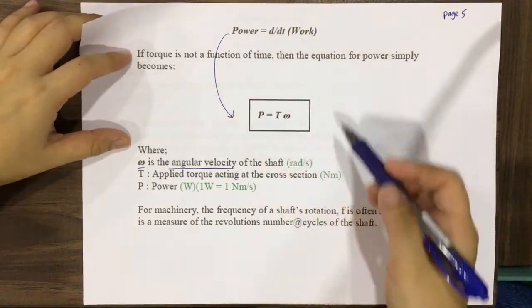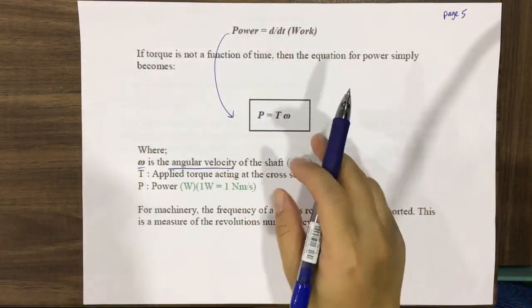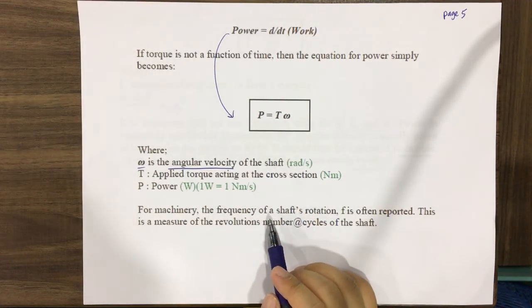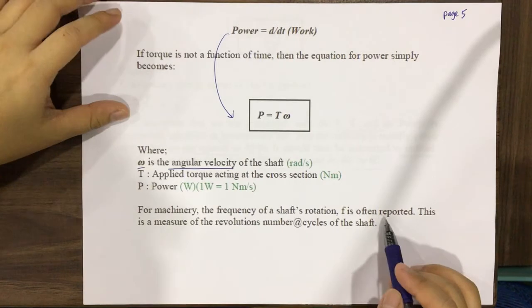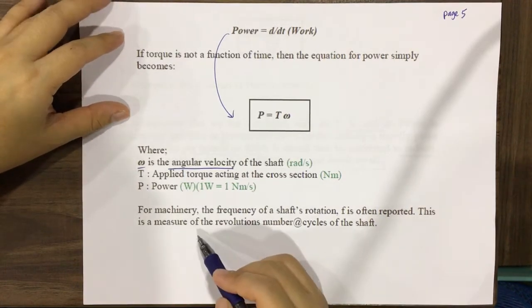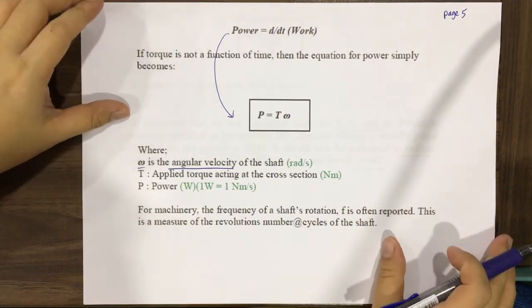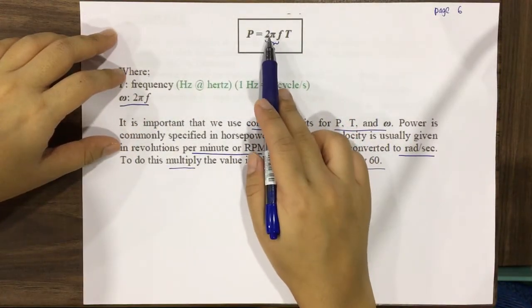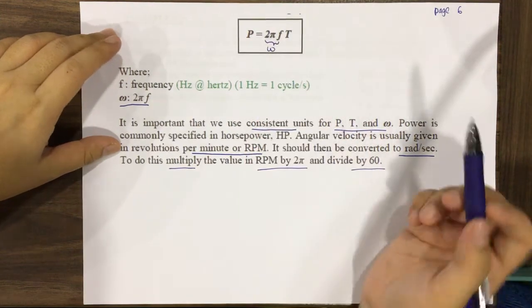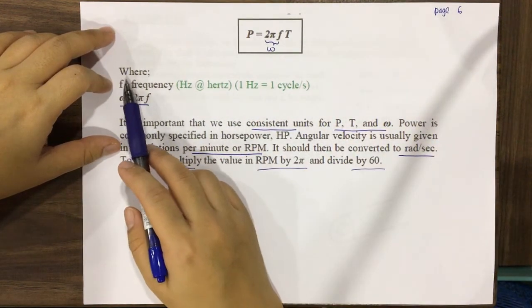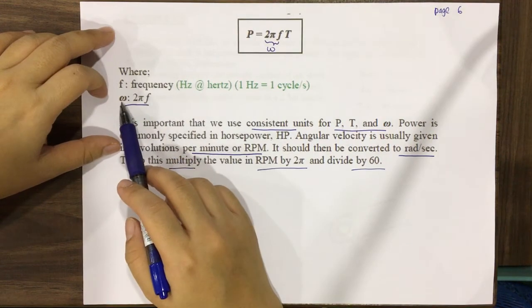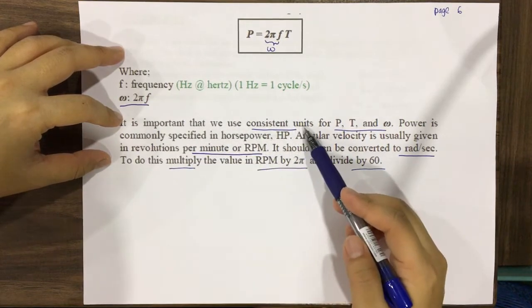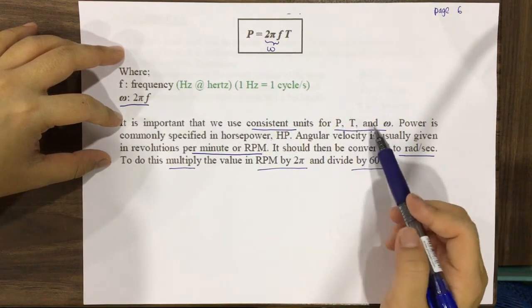We will go through more examples for the calculation for you to be familiar with all the equations I explained. For machinery, the frequency of shaft rotation, F, is frequently reported. This is a measure of the number of revolutions or cycles of the shaft. So for the TW just now, W is also equal to 2 pi times F. It is important that we use consistent units for P, T, and W.